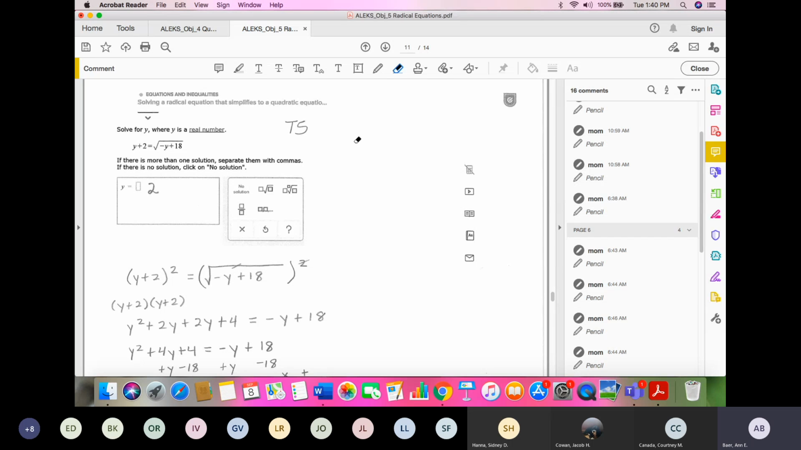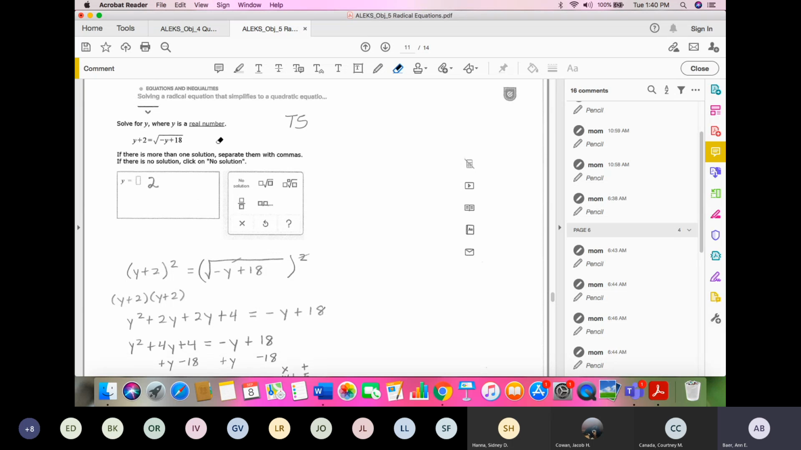And let's go over this. Let's start from first isolating the radical. Now, this radical is isolated. It's all by its lonesome on the right side. So I just copied this over, y plus 2, and then this radical, and then I realized the next step was to square it. So I squared each side.